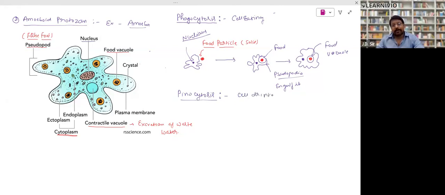When it engulfs liquid food particles like fat by pseudopodia, this is called pinocytosis. Guys, tell me, did you get my point about what phagocytosis and pinocytosis are?